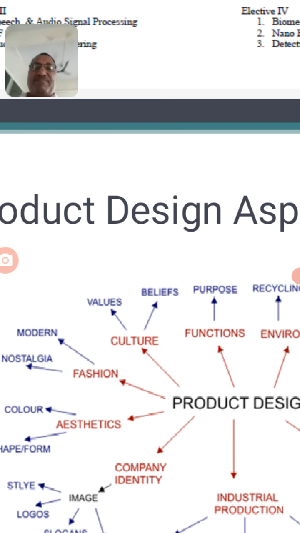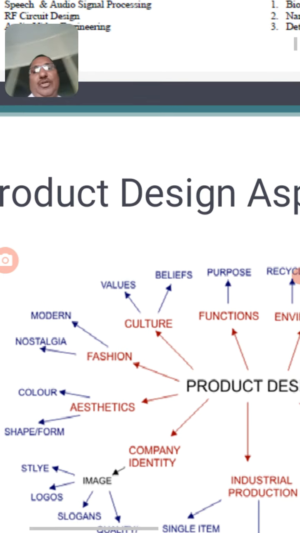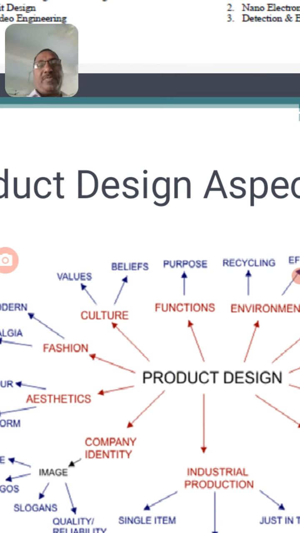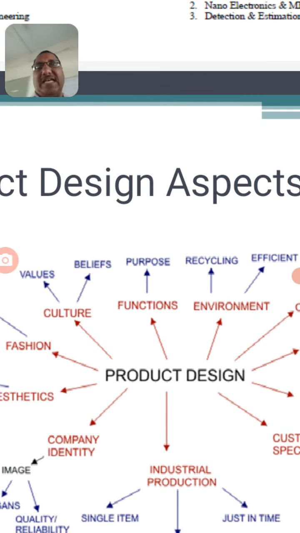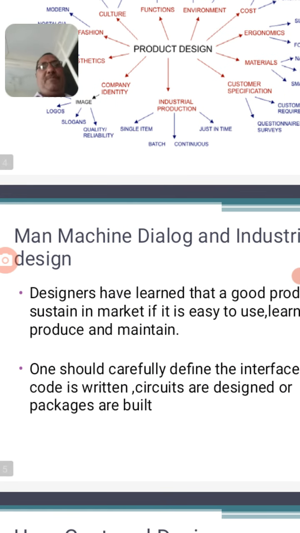Then culture. Suppose you are designing a sari, will it sell in Assam? No, definitely not. Will it sell in China? No, definitely not. So culture, values and beliefs are very, very important while designing the products. So you have to consider that point also. These are a few design aspects while starting a product.